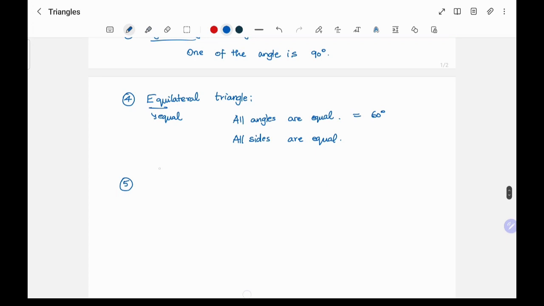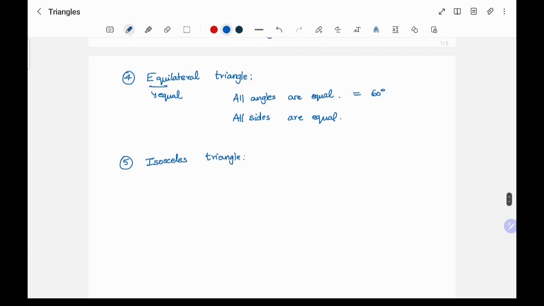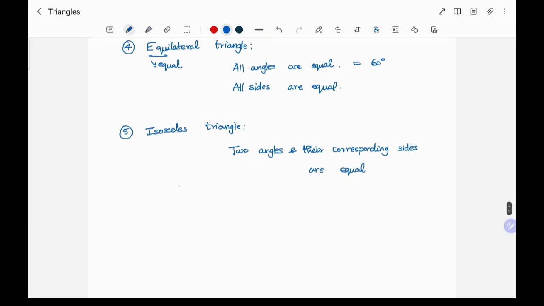Okay. So the fifth type is called an isosceles triangle. So in this, two angles and their corresponding sides are equal. So for example, if you take this triangle, let's say this is A and B. Then angle A is equal to angle B, and side A is equal to side B.